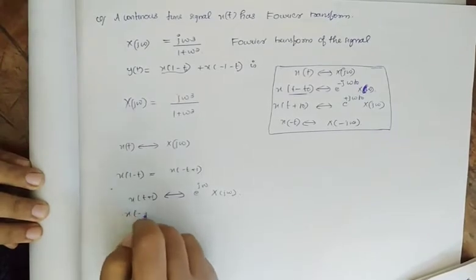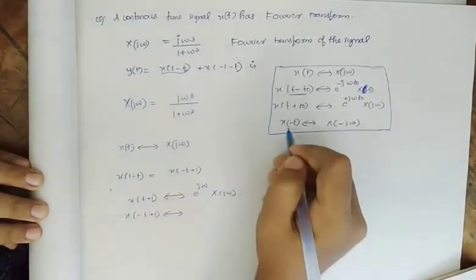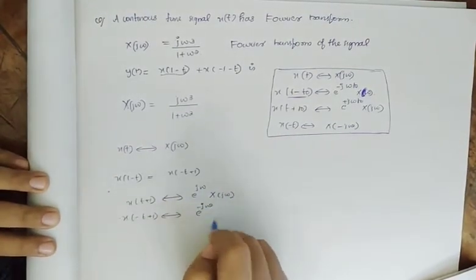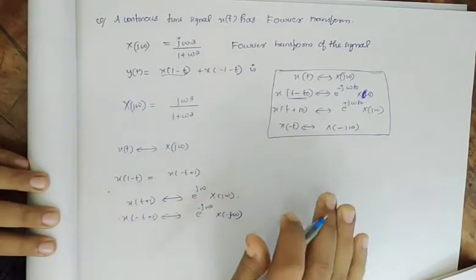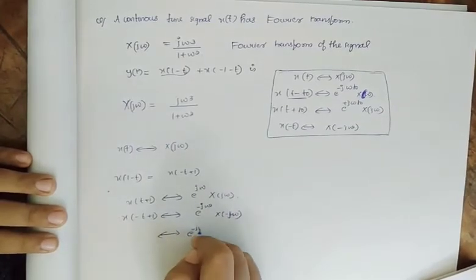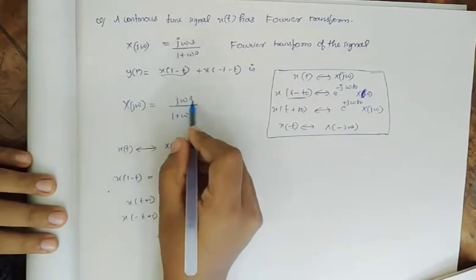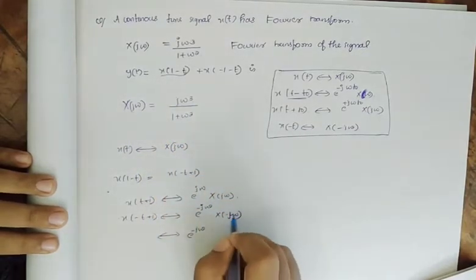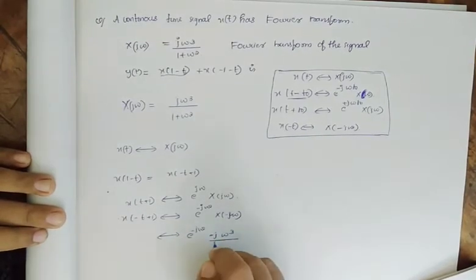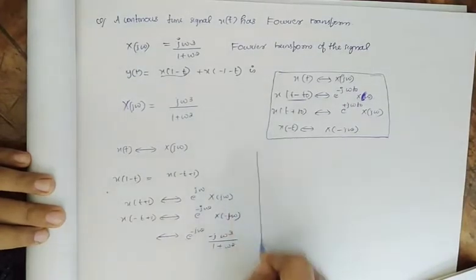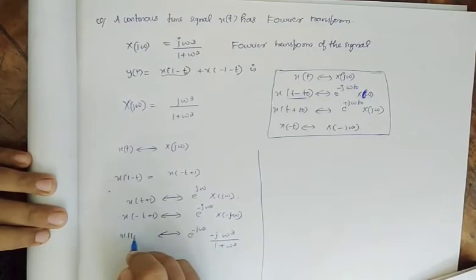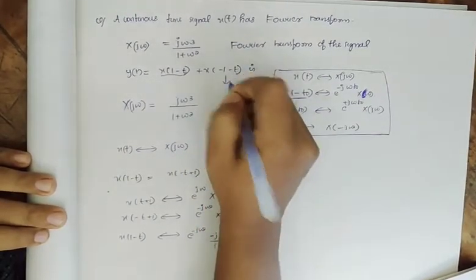And the next step, x of minus t plus 1. What happens? x of minus t gives X of minus j omega, so omega will turn to negative omega. Wherever omega is there, it will be turning to negative omega. So it will look like this, e raised to minus j omega. What is X of j omega? j omega cubed divided by 1 plus omega squared. Instead of that, we are going to take minus omega. So it will be minus j omega cubed divided by 1 plus omega squared. So this is the Fourier transform of x of 1 minus t.